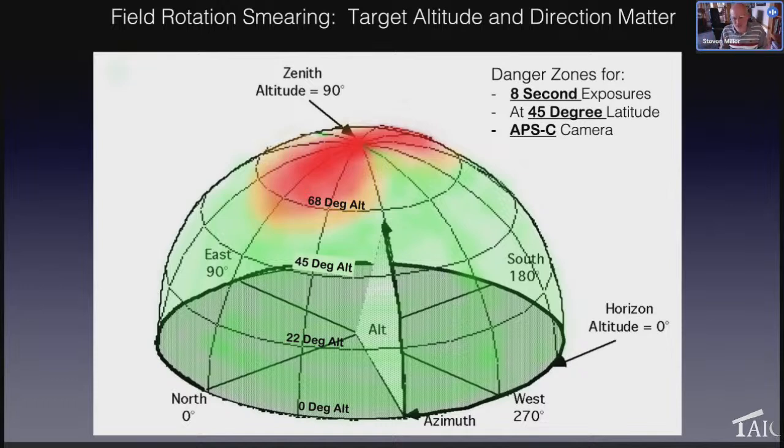You're not gonna see any field rotation. But if you get into the red, you'll start to see that smearing of that rotation in each frame you take, each picture. If I was taking a picture of a target straight north and at 70 degrees altitude, I might have to cut it down to 6 seconds or something to escape it. But everywhere else, I'd be in pretty good shape. So most of the sky is okay.